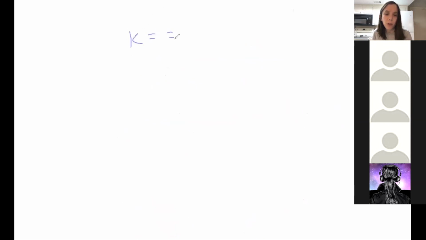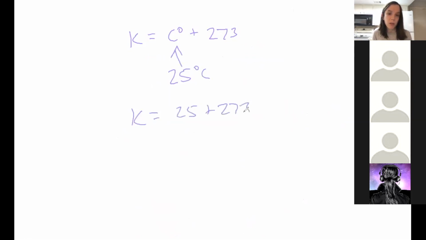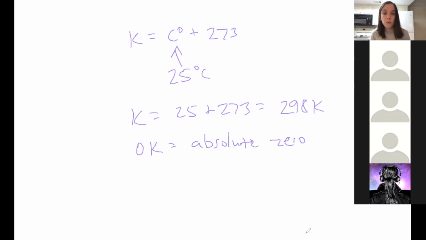If you want Kelvin and you're given Celsius, you would do the degrees in Celsius plus 273. So if you were given 25 degrees Celsius, you put that in here. Temperature in Kelvin would be 25 plus 273, 298 Kelvin. And the reason we use Kelvin is that it never actually gets to zero. 0 Kelvin is absolute zero. It's the coldest possible temperature in the universe, and we never actually reached it as far as we know. So we'll never encounter it.